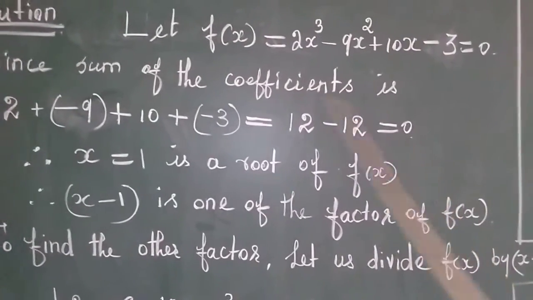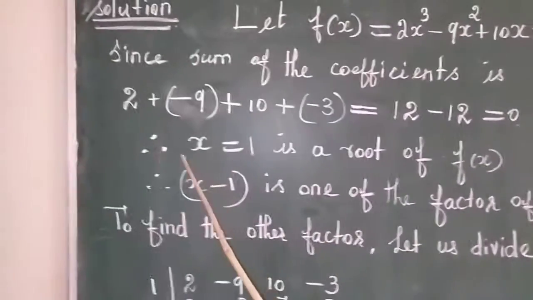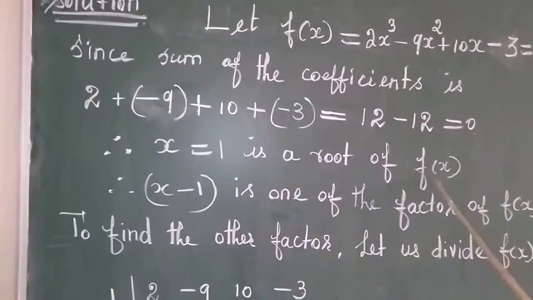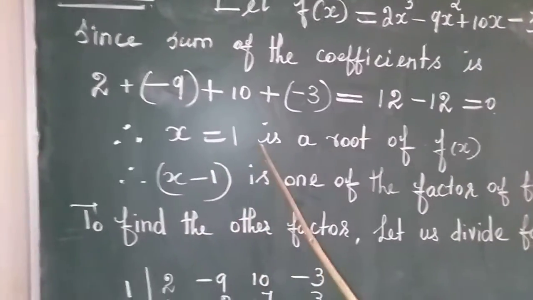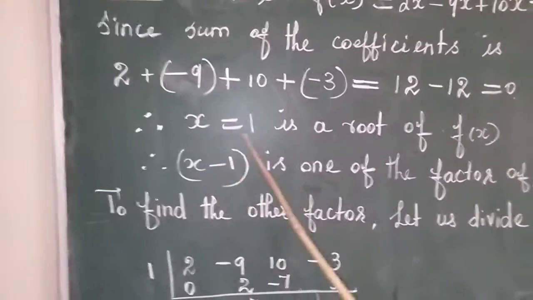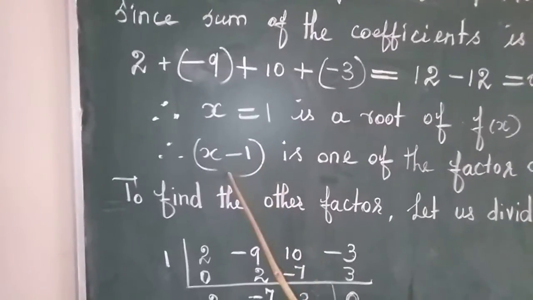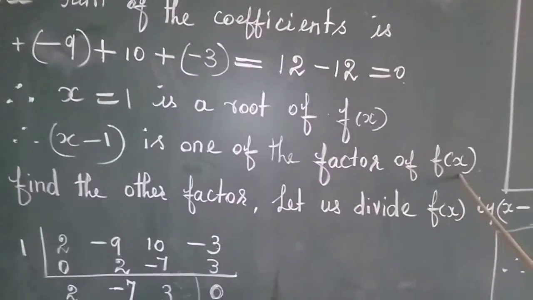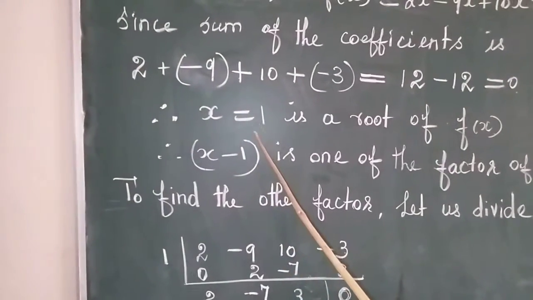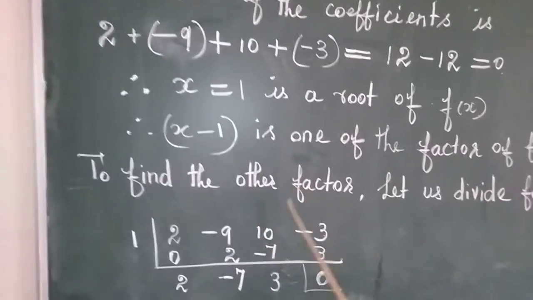That means when you are adding the coefficients, if we get 0, then we can conclude that x is having 1 as a root of this f of x. So I wrote here x equal to 1 is a root of f of x. Now x equal to 1 means when you bring this 1 to this side, it will become x minus 1, and this will become one of the factors of f of x. Next we are going to use this one root, that is x equal to 1, and find out the remaining 2 roots.